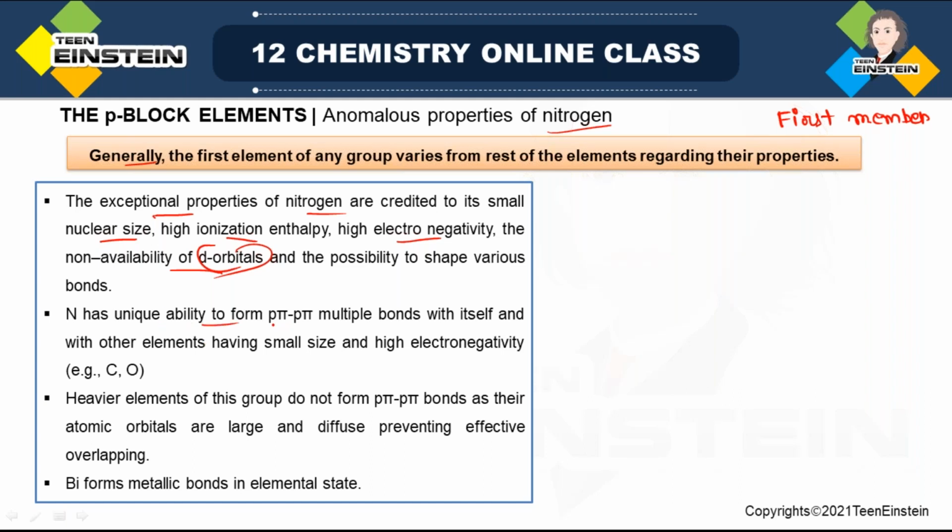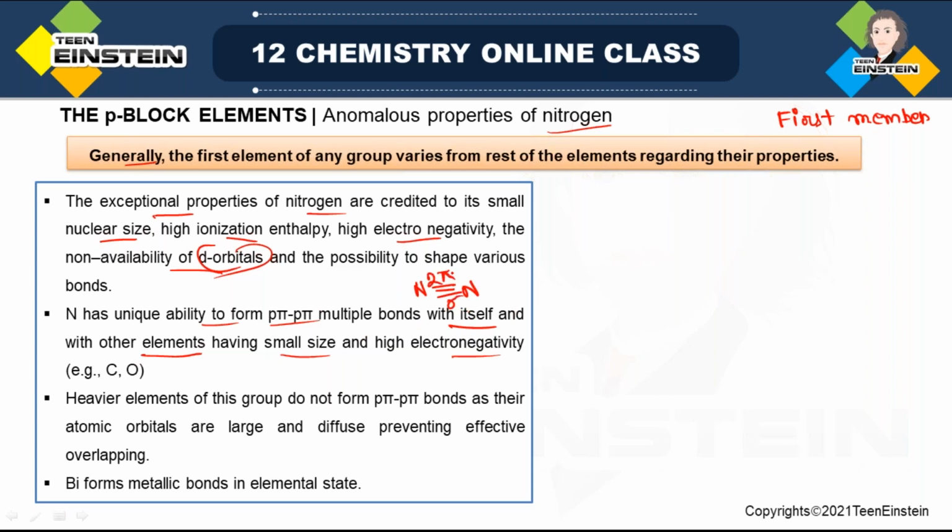It has a unique ability to form p-pi multiple bonds with itself and some other elements, and these other elements must be small in size and electronegativity should be high. Now, p-pi bond with itself means, a very good example is the N≡N triple bond. So here we have one sigma bond but two pi bonds.